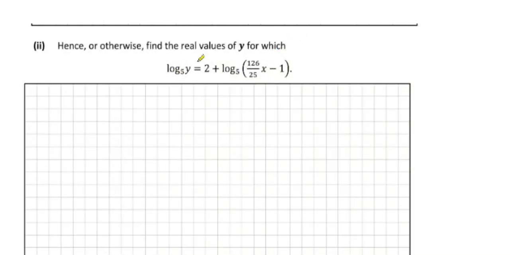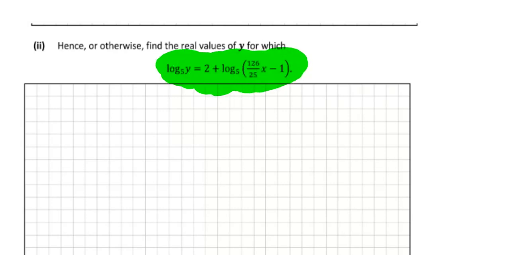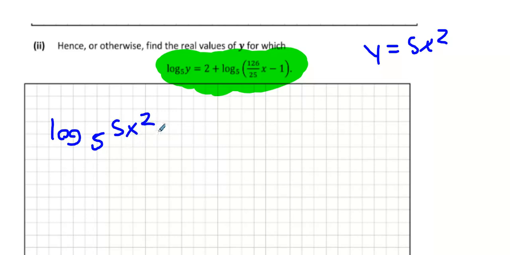See the way this is one equation? It's one equation only, right? And see the way it has two different letters? See the way it has y and x? One equation with two letters is not enough. So I had to reintroduce y equals 5x squared. You cool with that? So it's log 5 and 5x squared, okay?